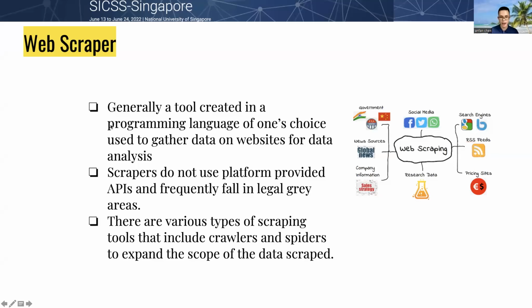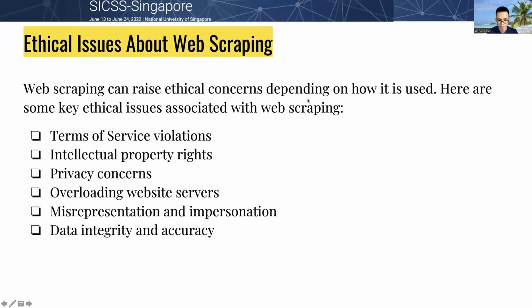And it is generally a tool created in a programming language of one's choice, used to get data on websites for data analysis. Scrapers do not use platform-provided APIs, are API free, and frequently fall in legal gray areas. And there are various types of scraping tools that include crawlers and spiders to expand the scope of the data scraped.